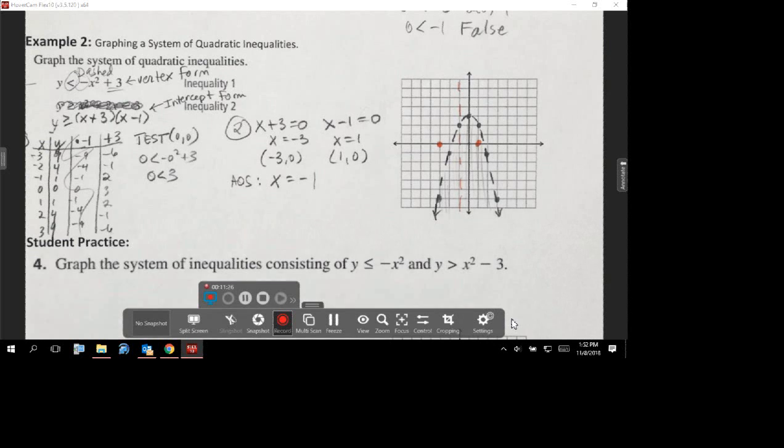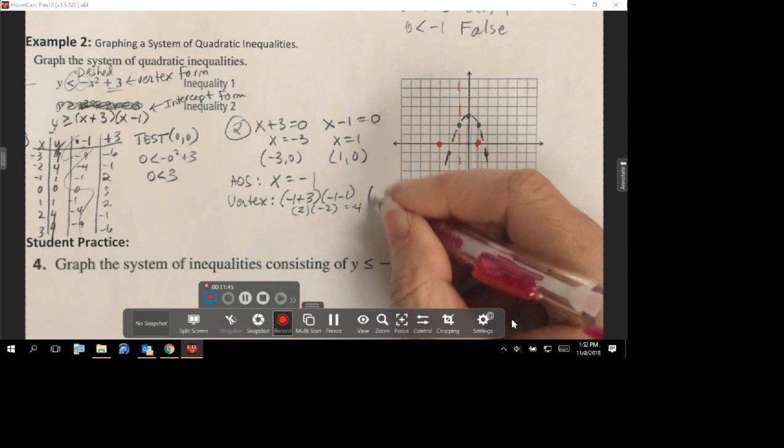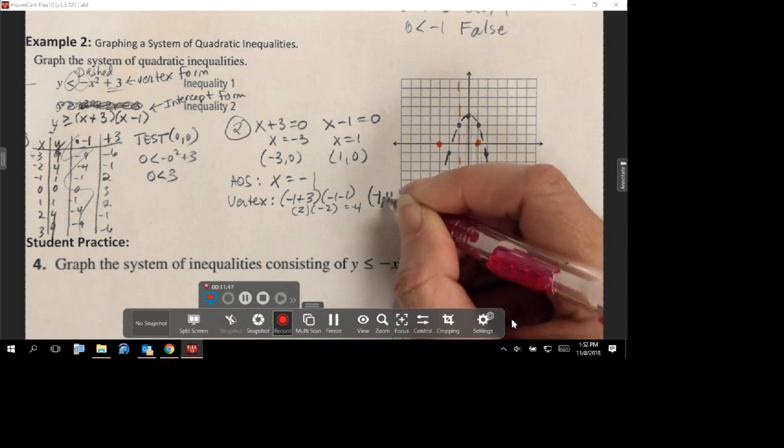Okay, so now, vertex, by plugging in -1 to my x's, so we'll have -1 plus 3 and -1 minus 1. So 2 times -2 is -4. So my vertex is at -1, -4.